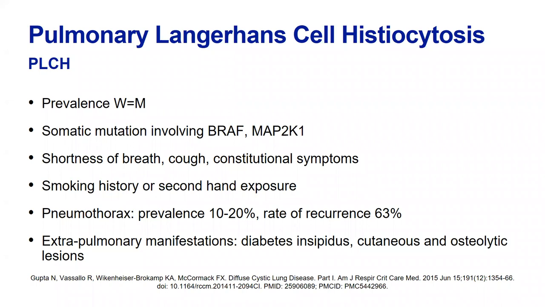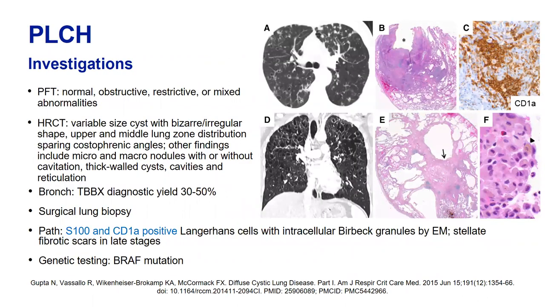Most commonly they present with a pneumothorax, but the other things you would look for would be central diabetes insipidus, cutaneous and osteolytic lesions. And the cutaneous and osteolytic lesions are helpful because if you're needing a tissue diagnosis in this patient, they may not have to go through a bronch to get a TBBX or even a surgical lung biopsy if you can biopsy somewhere else.